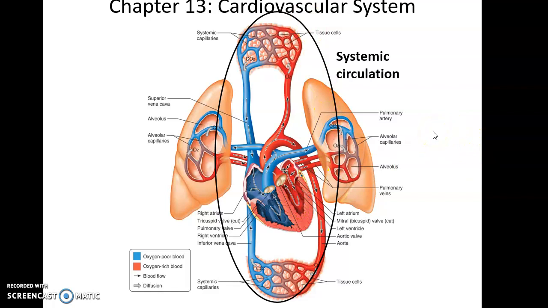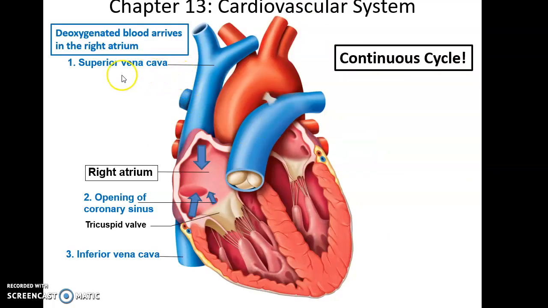And since this is a circuit, blood will then once again become deoxygenated and arrive back into the right atrium via the superior vena cava, the inferior vena cava, and the coronary sinus. So this is a constant pumping, a constant moving of blood through the pulmonary and systemic circuits.